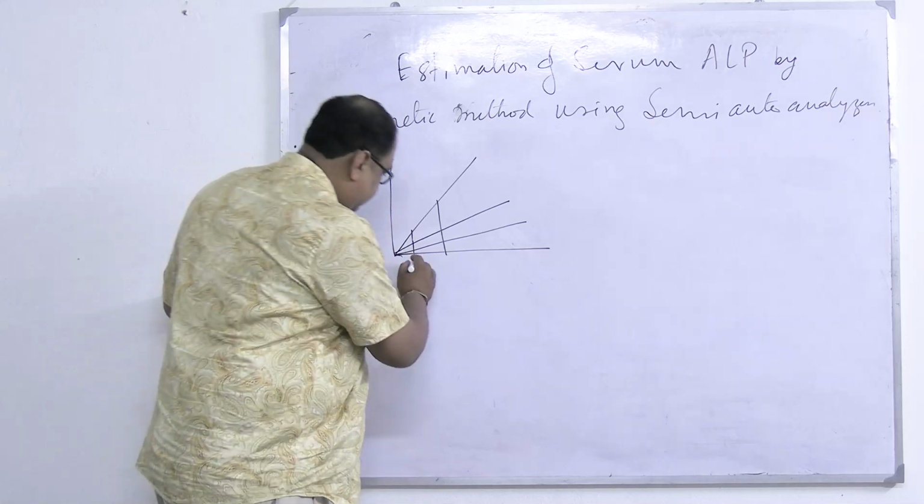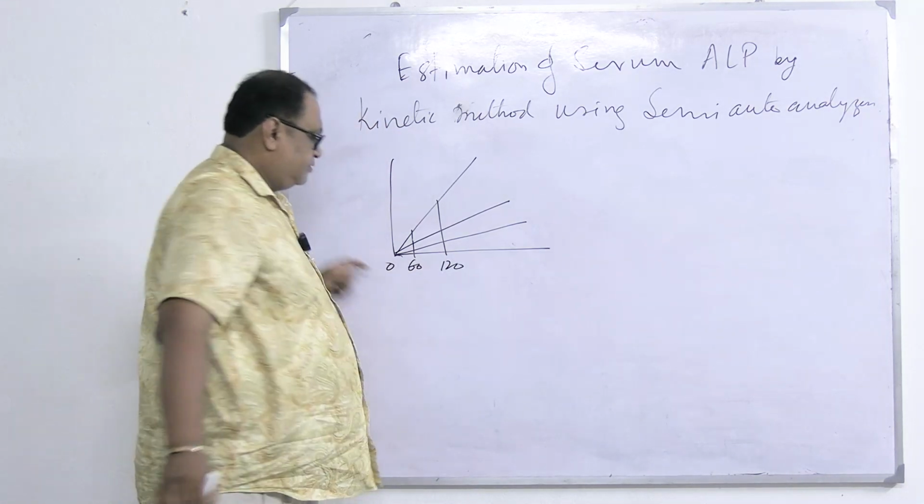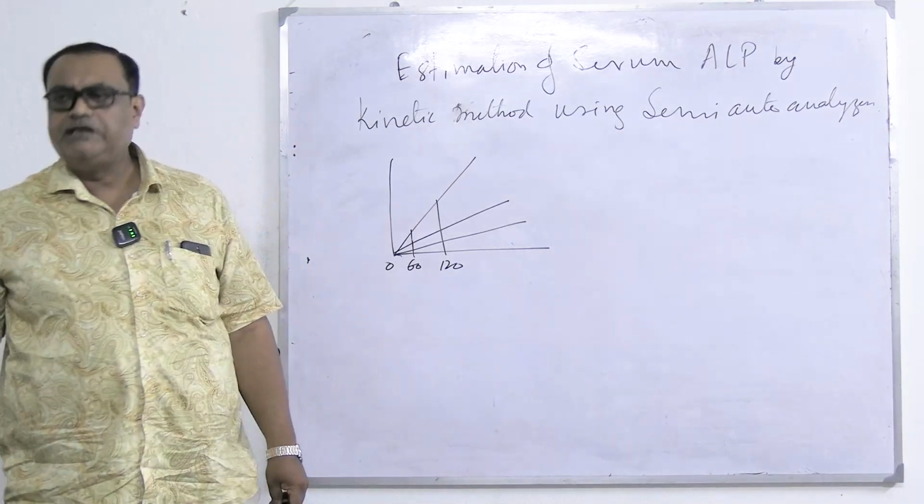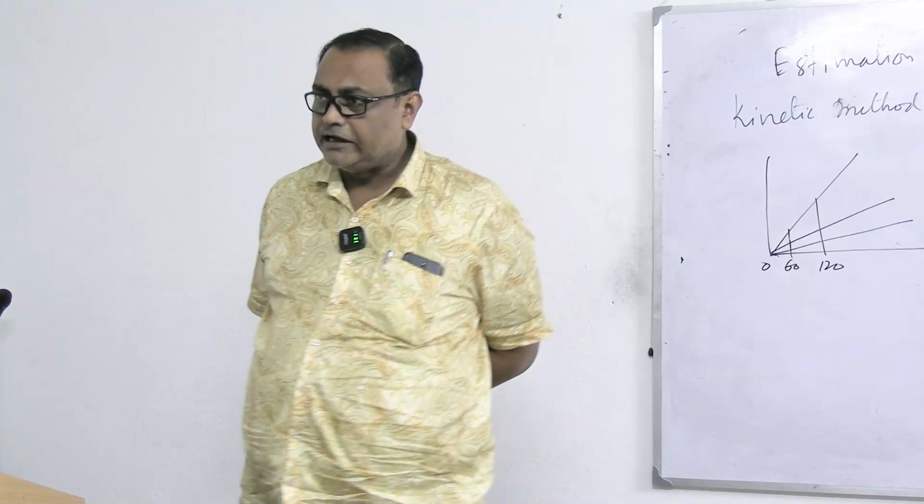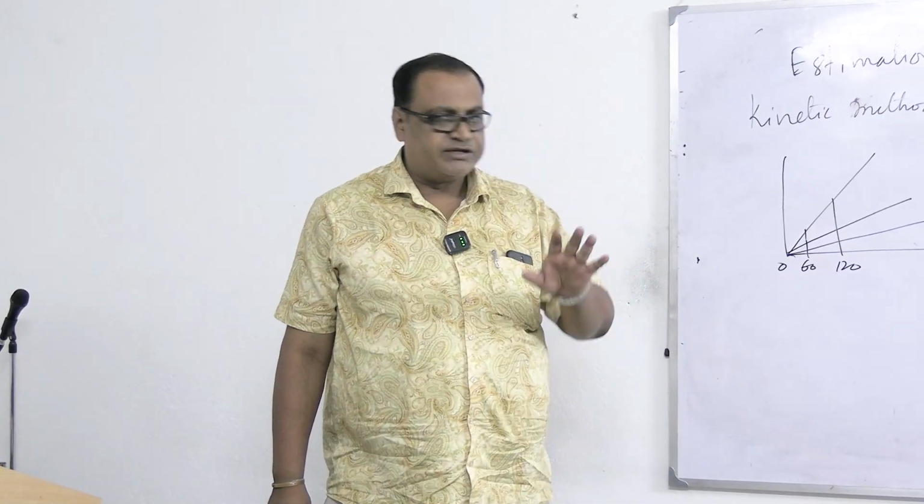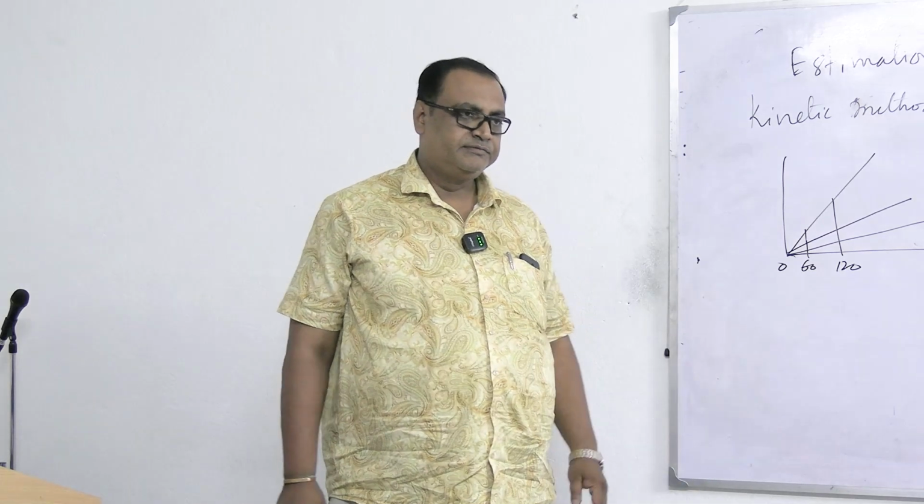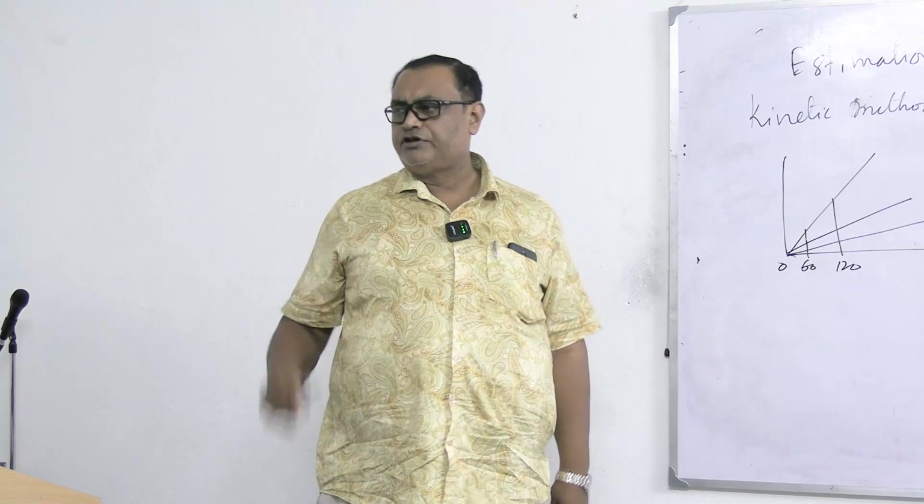See, this is 60 seconds and this is 120 seconds. This is 0. So the first 60 seconds is called delay time. What is delay time? Delay time adjusts the stray reaction. What is that? Some amount of phosphatase activity is also present within the cell. If some amount of cell is damaged, then that will come out in the serum. Correct? Or the normal leakage process.